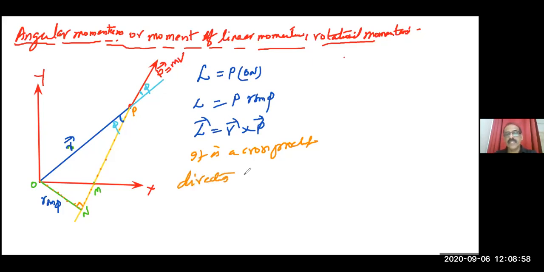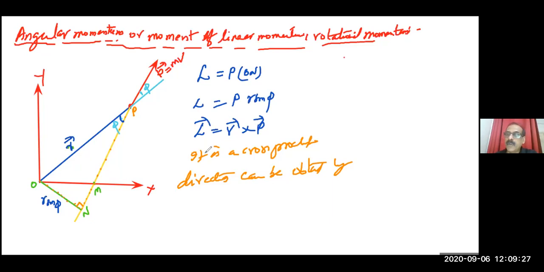Direction can be obtained by, what is the method of finding direction for cross product? Screw rule. Maxwell's right hand screw rule.